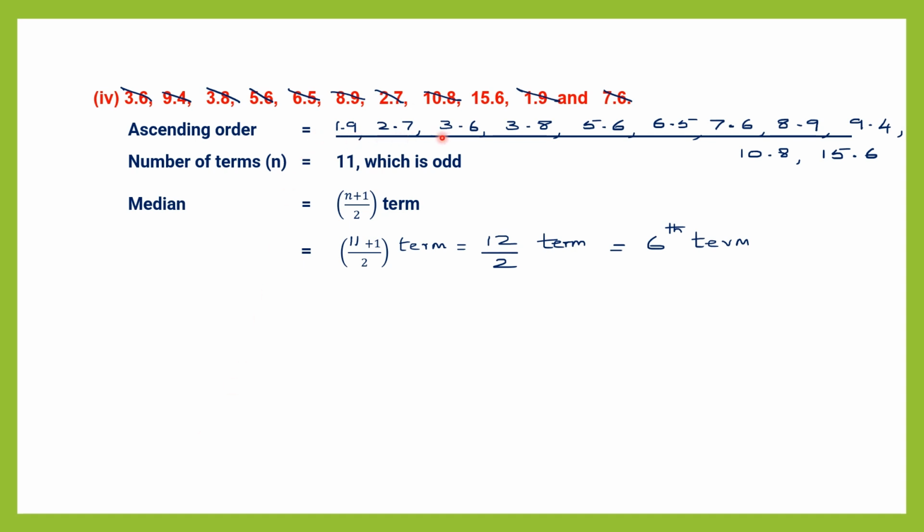So let's see, 1, 2, 3, 4, 5, 6. 6.5. So this is our median. So what is our answer? Our answer here is 6.5.